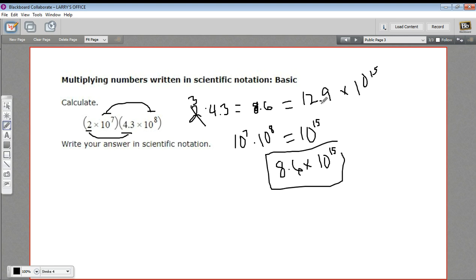So what we'd really have to do is move this decimal point one. And whenever you move the decimal point to the left, you raise the power here. So this would be 1.29 times 10 to the 16th, because we moved that decimal place over just one space. So we add 1 to the power. So that is how to multiply two numbers written in scientific notation.